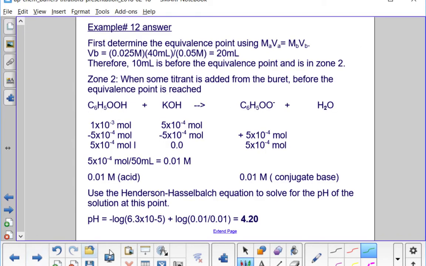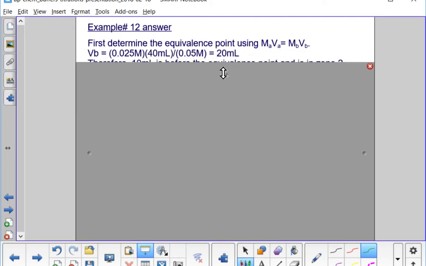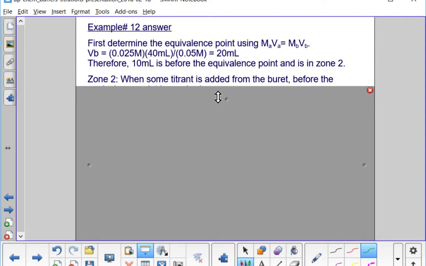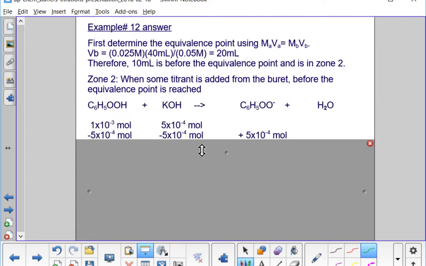Okay, so let's walk through the solution. Let's first determine the equivalence point. We have a monoprotic acid and a monohydroxy base, so we can say that MAVA equals MBVB to find the volume of the base added at the equivalence point: 20 milliliters. So 10 milliliters is before the equivalence point and is therefore in zone 2, after a small amount of base has been added. Zone 2 is when some titrant is added from the burette before the equivalence point is reached.